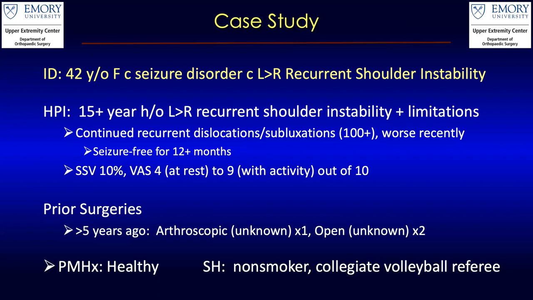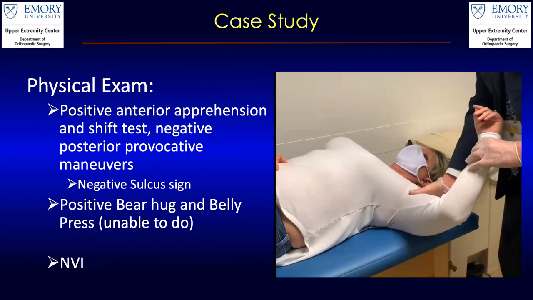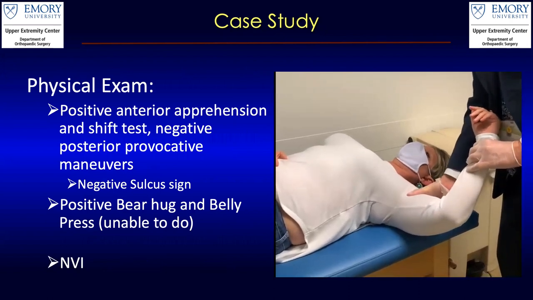Our next shoulder instability case is a 42-year-old volleyball referee who has a seizure disorder, a long-standing left worse than right shoulder instability, innumerable subluxations and dislocations. Now a relatively well-controlled seizure disorder without having had a seizure in about a year, who just hurt her shoulder. SSV of about 10%, 4 out of 10 pain at rest, 9 with activity. She's had numerous surgeries. She's not exactly sure what. This is her exam. She's got a lot of anterior apprehension and shift, negative posterior provocative maneuvers.